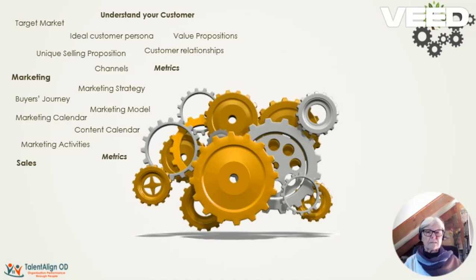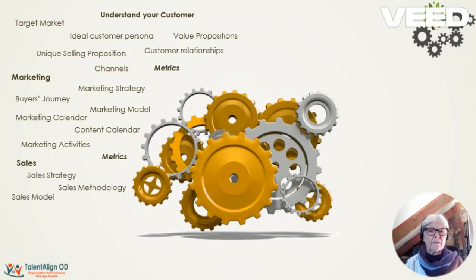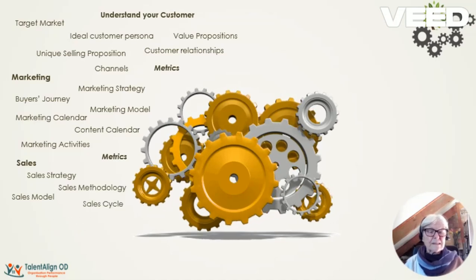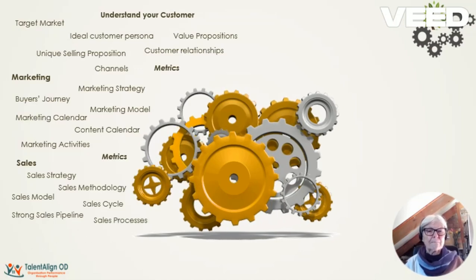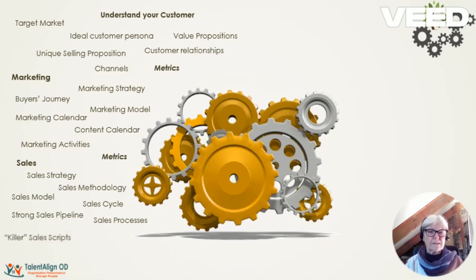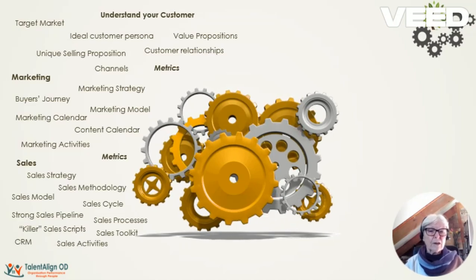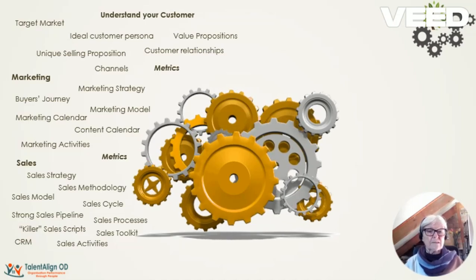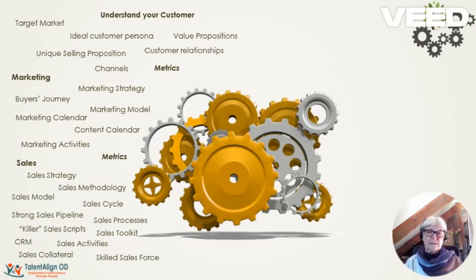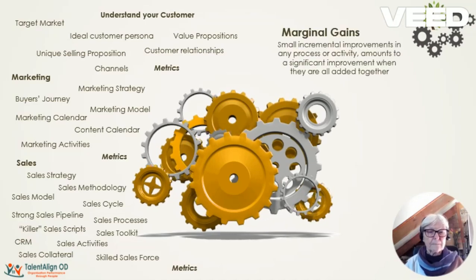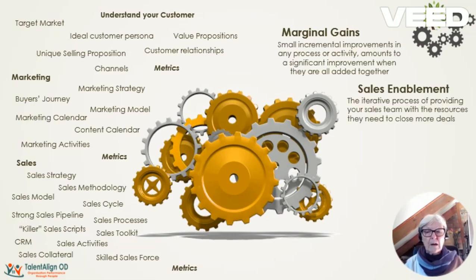And then onto sales. You need a sales strategy that you're working with. You need to understand the methodology that you're working on, the sales model that you're using, and your sales cycle. You need a strong sales pipeline, one of the most important elements for sales management. You need to understand what your key sales processes are. You need some killer sales scripts. You need a sales toolkit. You need a CRM. You need to understand what your different sales activities are. You need sales collateral to help your sales force. And of course, you need a skilled sales force. And again, the metrics.